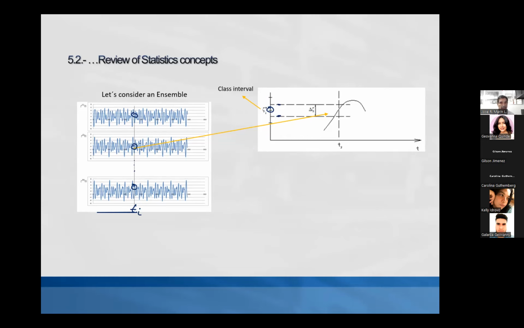So what we can do now is see, okay, in this case, this value, the second signal, this one here, is in this class. I'm sorry, in this interval.